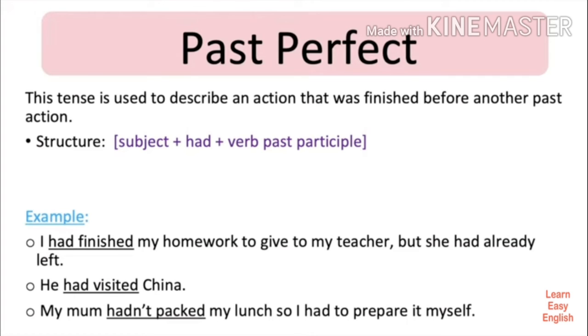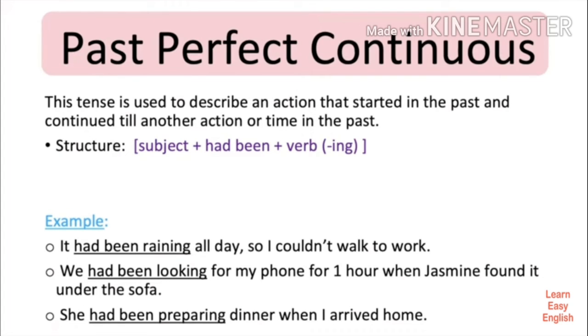Okay, now let's move further and talk about past perfect continuous tense. This tense is basically used to describe an action that started in the past and continued till another action or time in the past. You can see its structure. Its structure is like subject plus had been plus verb's first form along with ing into it.